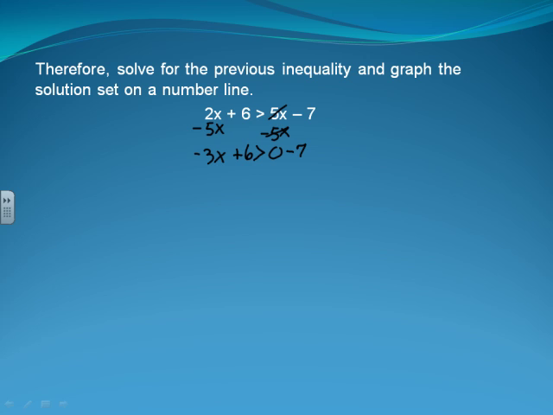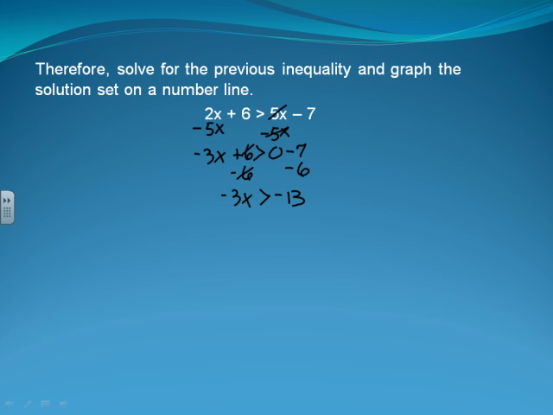Okay, next step, I want to get my constants on the right-hand side. So I'm going to subtract 6 from both sides. That'll cancel it out on my left-hand side, or leave me with a 0. So I've got negative 3x. Now I subtracted, but addition and subtraction never changes the sign, so the sign remains the same. Over on my right-hand side, negative 7 and negative 6 is negative 13.